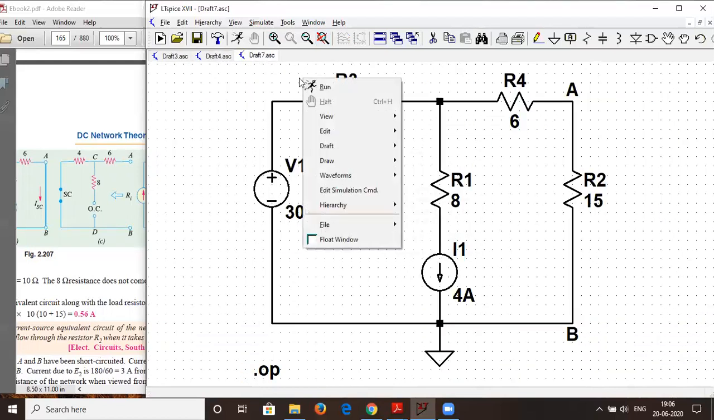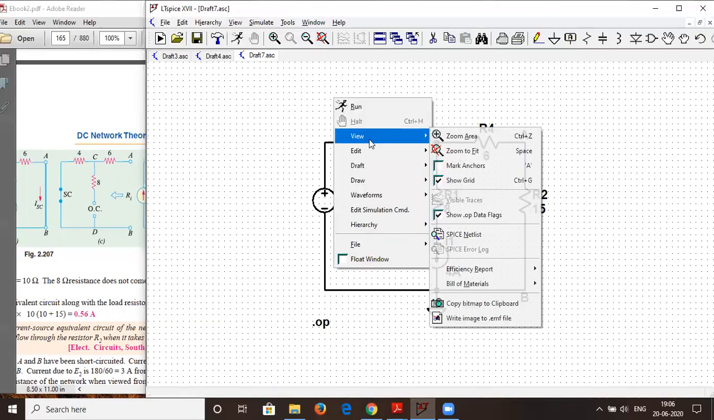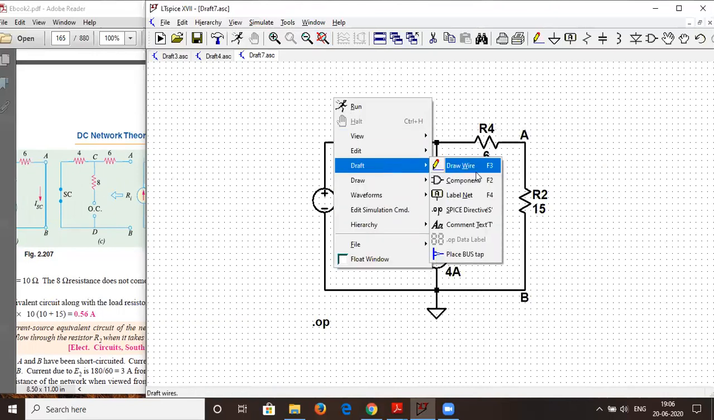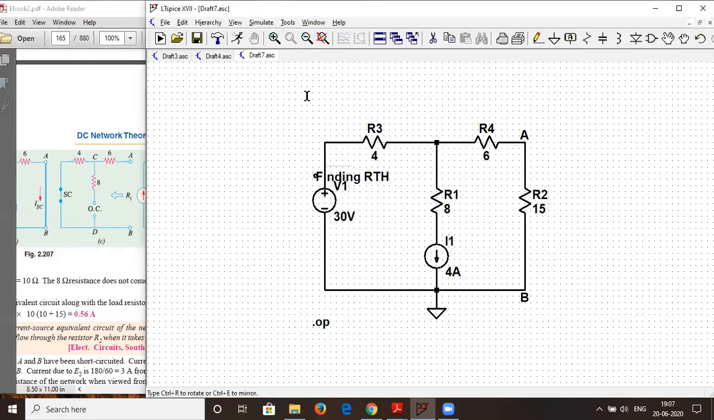Next is we are going to find the RTH. So we can go to draft and add the comment, finding equivalent resistance. So finding RTH. Okay, so I'll place it on the screen.